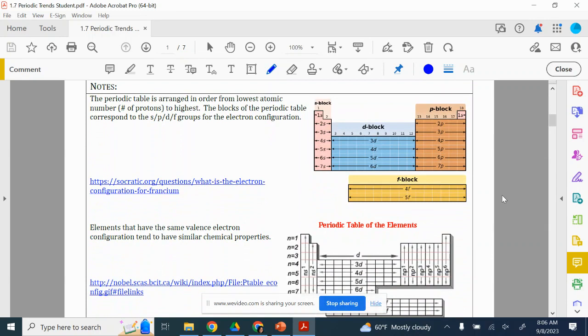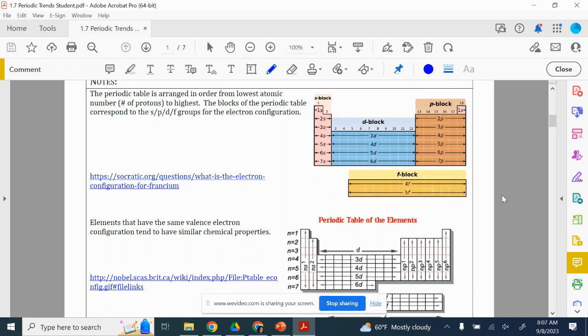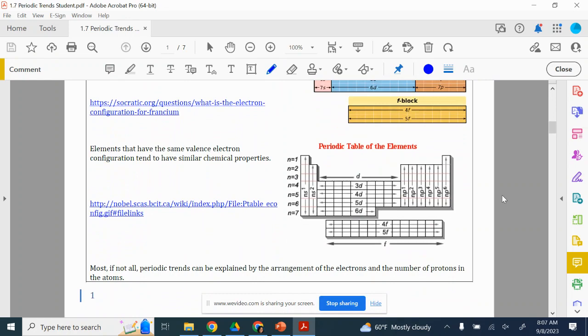We've talked about the periodic table and how we've got our S block, our D block, our P, and our F. So you should be familiar with that. Elements with the same number of valence electrons tend to have similar properties. So excluding hydrogen in our first column, everything below hydrogen is called the alkali metals. As we move down that column, they're going to become more reactive. And we'll talk about that in a few minutes.